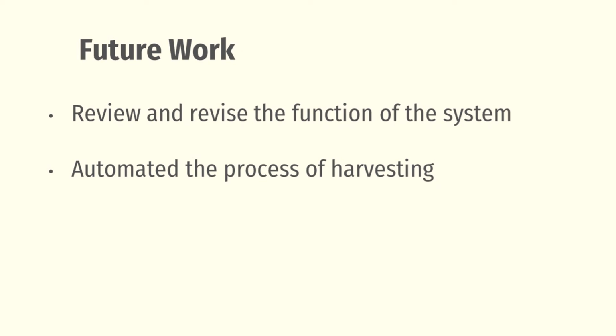The next one is to automate the process of harvesting. The process of harvesting the crops can also be automated. A robot armed with artificial intelligence can be implemented into the system. The robot will move around on a track that we set, and at the same time, the robot will scan for the crops that are ready to be harvested.